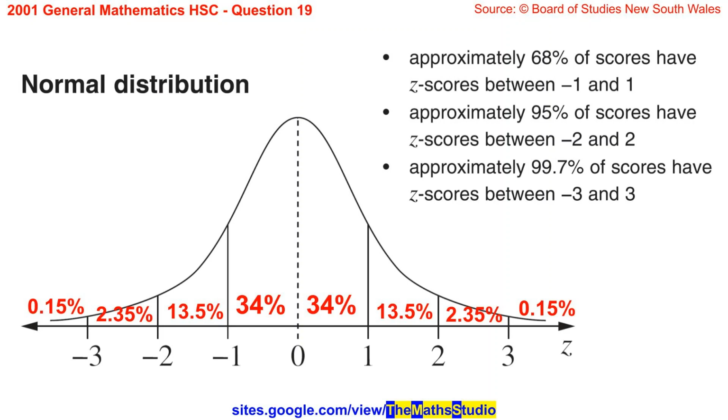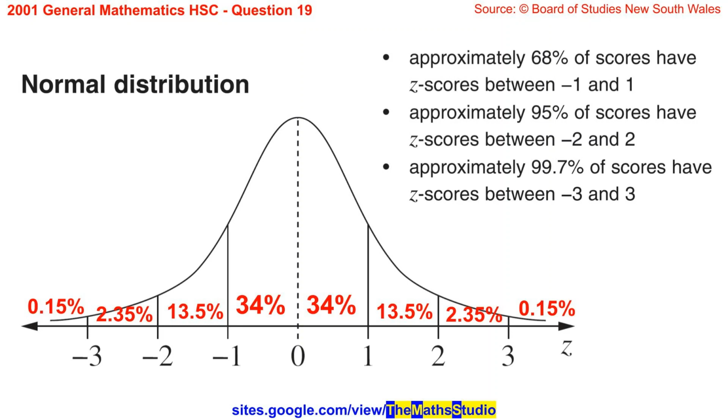So for example, between a z-score of -1 and 0, there's approximately 34% of scores. Between a z-score of 0 and 1, there's approximately 34% of scores. Between a z-score of 1 and 2, there's approximately 13.5% of scores. Between z-scores of 2 and 3, there's approximately 2.35% of scores, and so on.